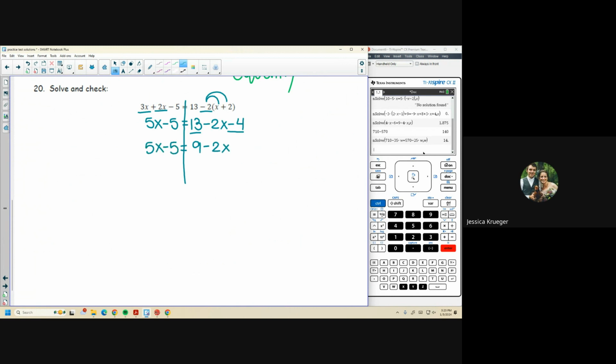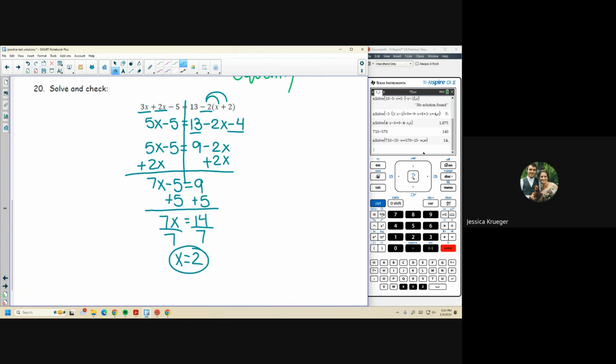Now that I've simplified both sides, I can start moving things from one side to the other. So I want to get all my x's on the same side. 5x and 2x is 7x. Then I can add 5 to both sides. And I get 7x equals 14. Then I can divide both sides by 7. And I get x equals 2.